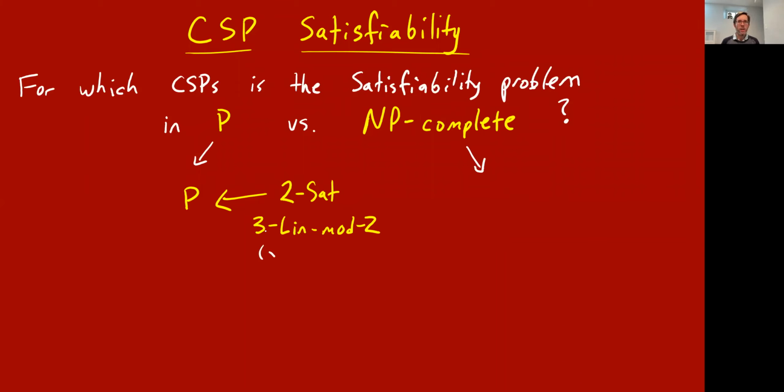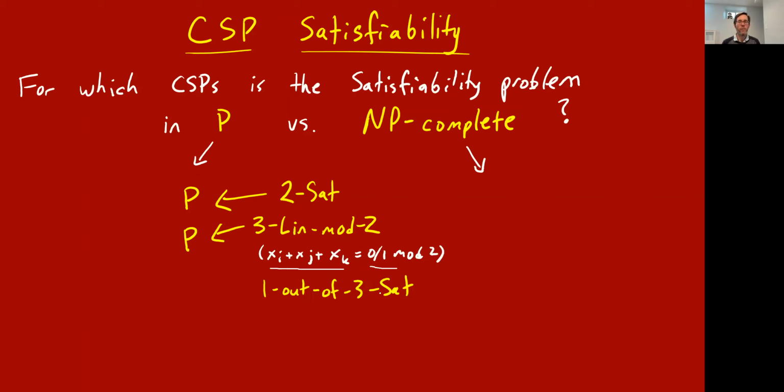3LIN mod 2. This is a CSP where you have linear equations. Each linear equation involves 3 variables, and it looks like this, but everything is happening mod 2. All the constraints have arity 3. The domain size is 2. This CSP is in P, because it amounts to solving a system of linear equations over a field to determine if it's completely satisfiable or not.